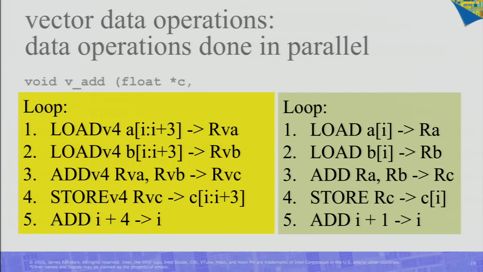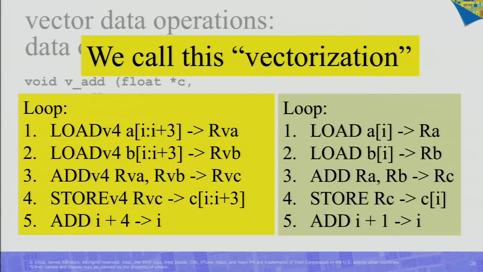Great, that's what vectorization means to a compiler. So how do we get the compiler, for the loop that I was showing, instead of emitting these instructions, to emit those? Because those instructions run roughly four times as fast, because we're doing four things at a time. We're loading four times as much data at a time, we're storing four times as much, we're adding four times as much. Now, this is vectorization.